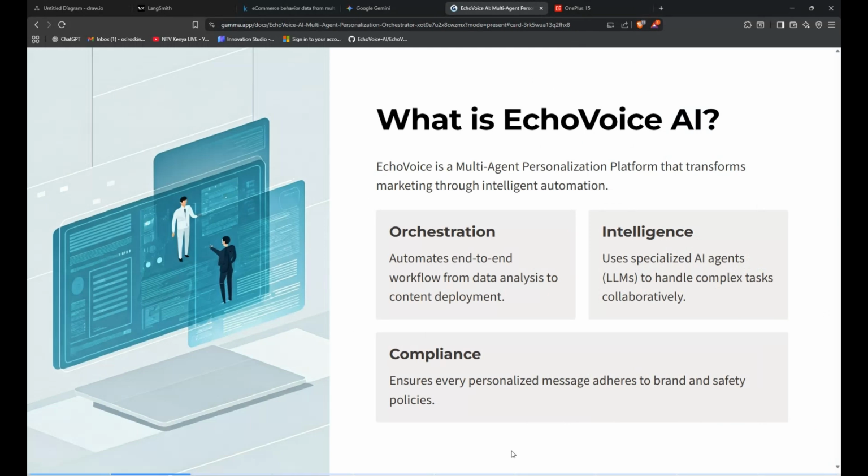So, what is EchoVoice AI? EchoVoice AI is a customer personalization platform which uses multi-agents. It consists of three pillars. One is the main pillar, orchestration, which automates the end-to-end workflow from data analysis to content deployment. The second pillar, intelligence, uses a team of specialized AI agents, LLMs, to handle complex tasks. The third one is compliance, which ensures every personalized message adheres to brand and safety policy rules.